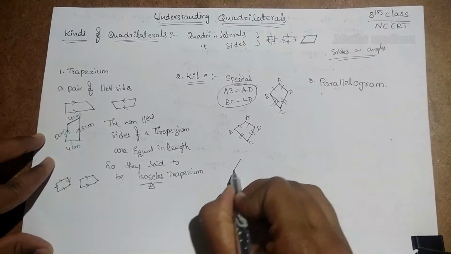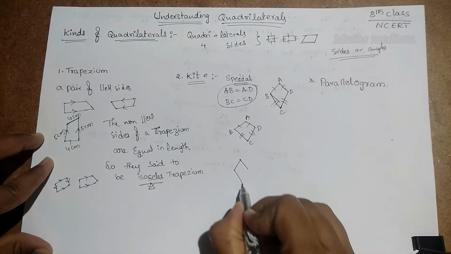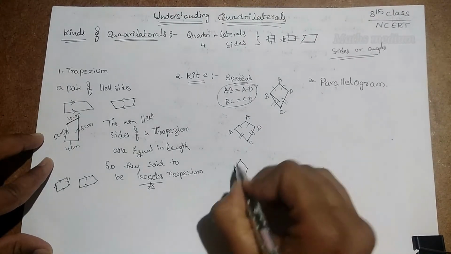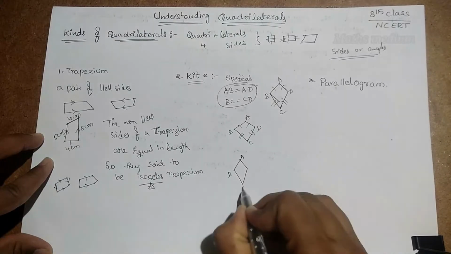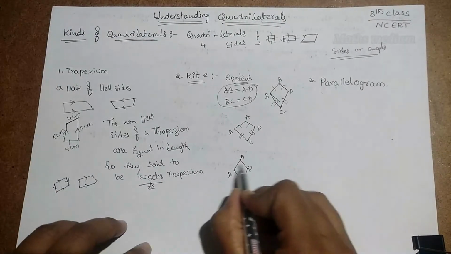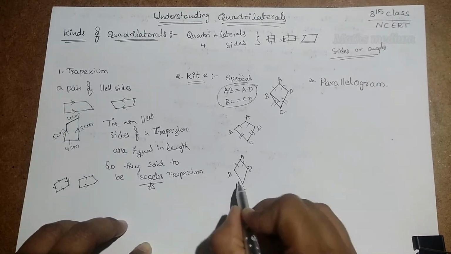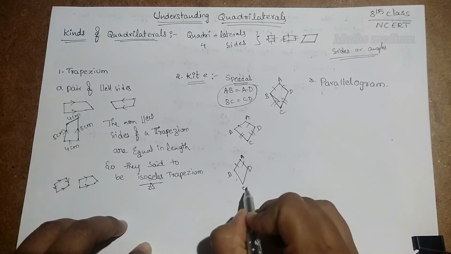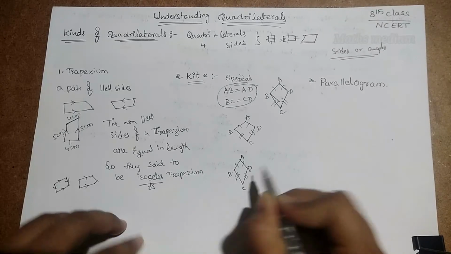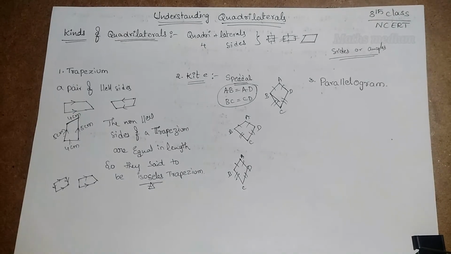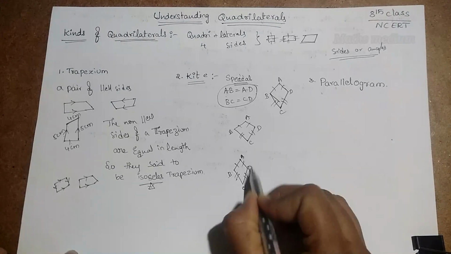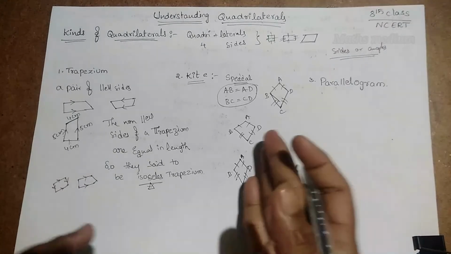So if you take another kite, like a narrow kite, let it be A, B, C, D. The adjacent sides like AB and AD are equal in length, and BC and CD are equal in length. If you take any kite, the sides of a kite are equal like this formula.